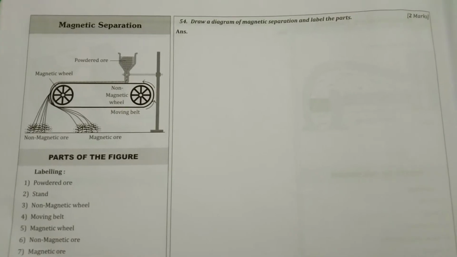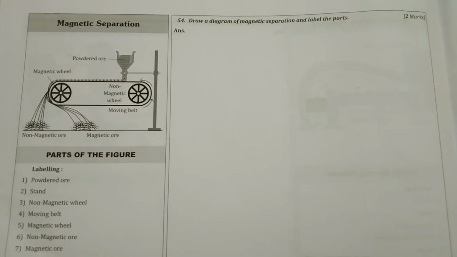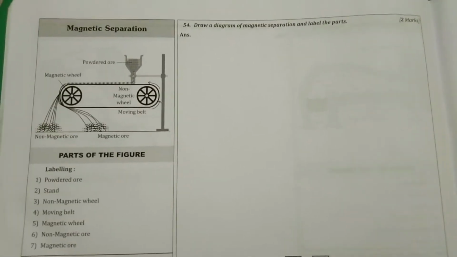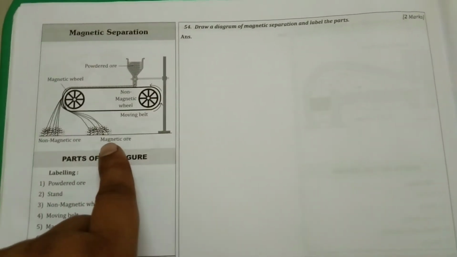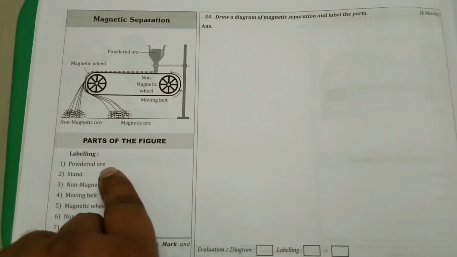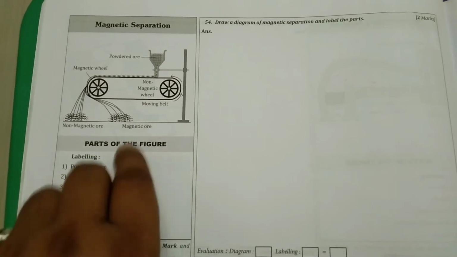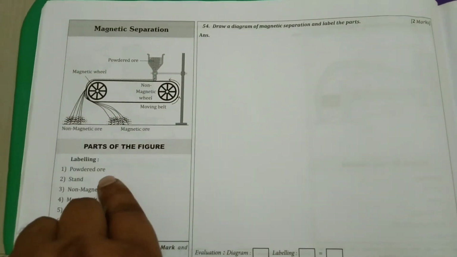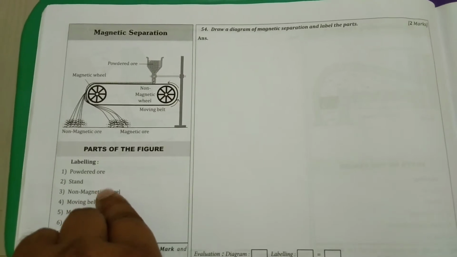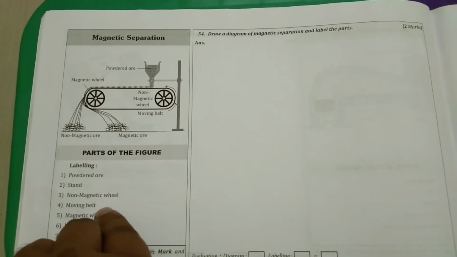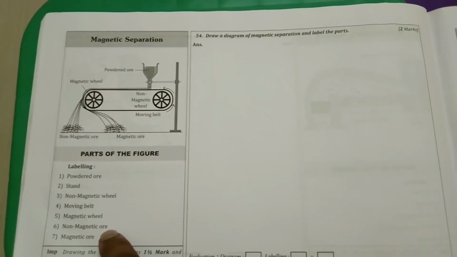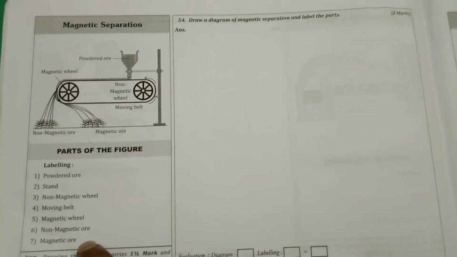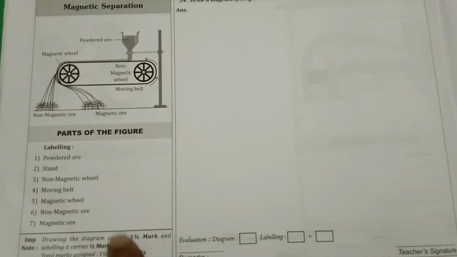The second diagram is: draw a diagram of magnetic separation and label the parts. You can see the magnetic separation diagram. You need to practice it a lot, children, so that you can draw it easily. The parts of the figure are powdered ore, which we place on this stand, non-magnetic wheel, moving belt, magnetic wheel, non-magnetic ore and magnetic ore. Okay, so draw the diagram.